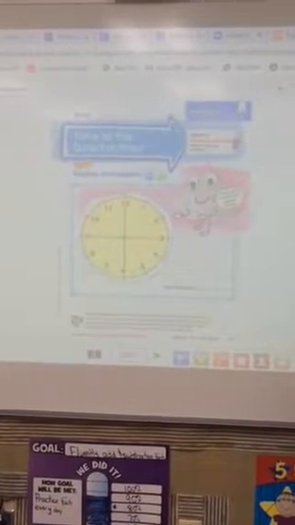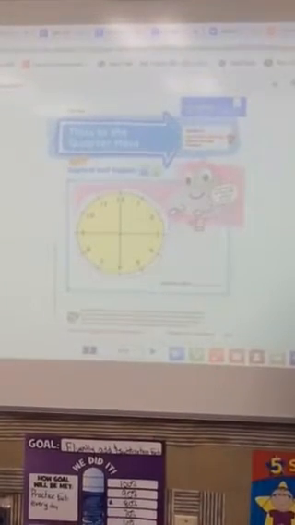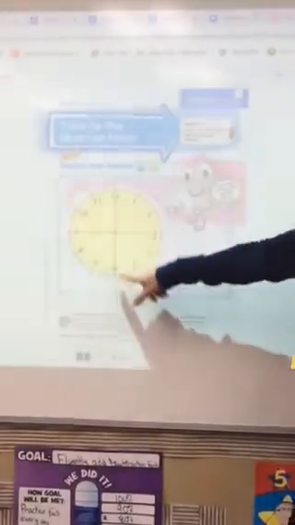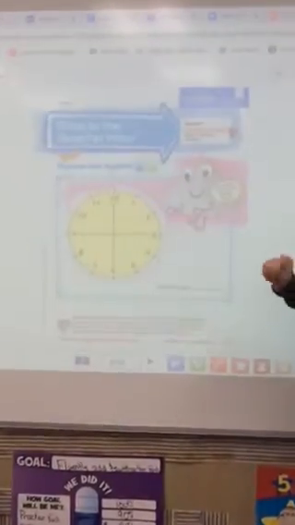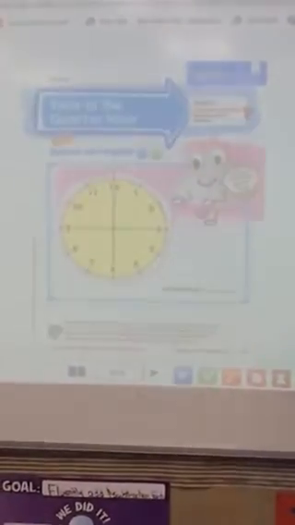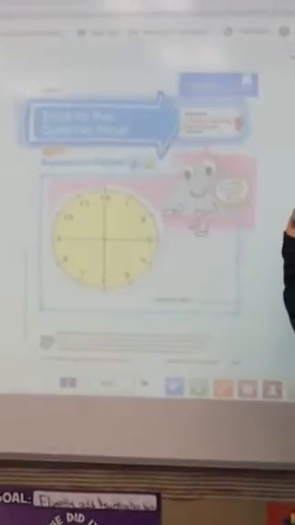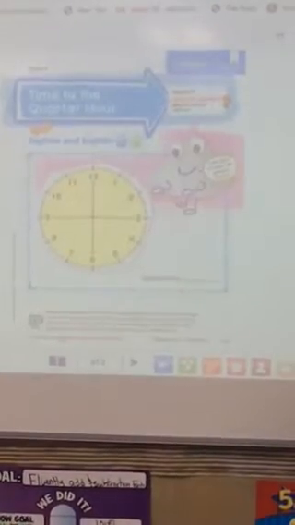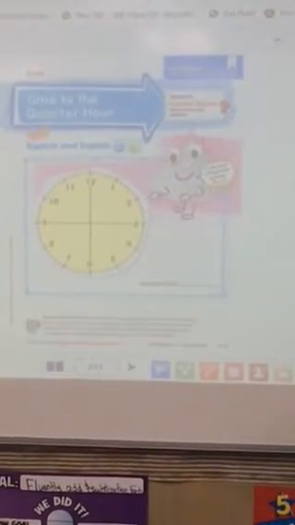Now with your page today, we're looking at time to the quarter hour. And again, they have this clock split up into 4 pieces. There's 4 pieces. When you're after the hour, it's called quarter past. When you're almost to the hour, it's quarter to, or sometimes they say quarter till.